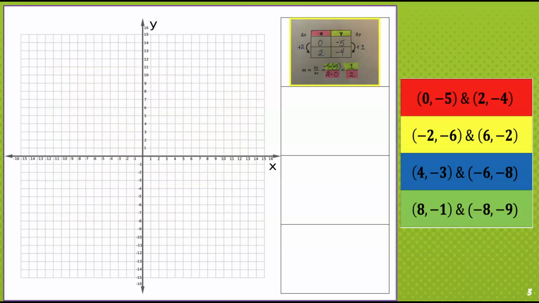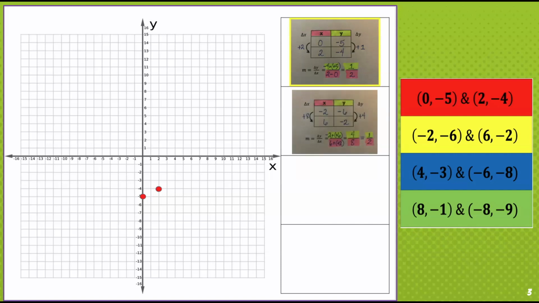Once you have inserted your image of your slope mini table for your set of points, you would add your points to the graph. So there we have 0, -5 and 2, -4 plotted. We had a second example here. So -2, -6, and 6, -2. There's our -2, -6. Here's our 6, -2.